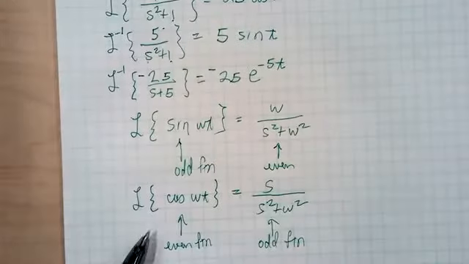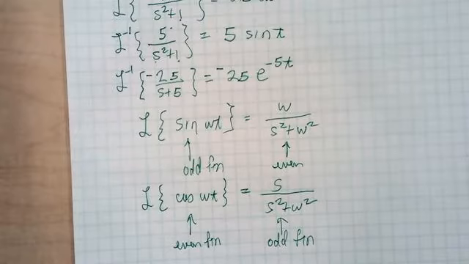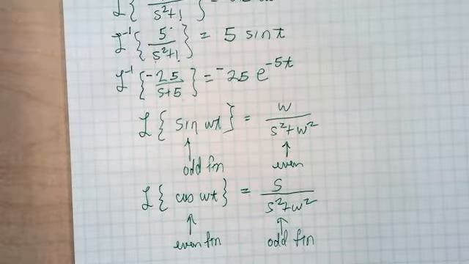And that's generally true. It's not just for sine and cosine. The Laplace transform of an even function is an odd function. And the Laplace transform of an odd function is an even function. And the reason it does that is it's defined in terms of an integral, and integrals and derivatives have that. Take the integral or the derivative of even or odd, and you change the parity.